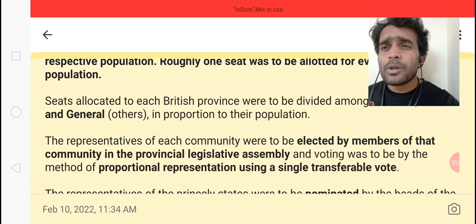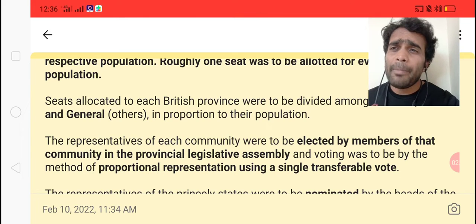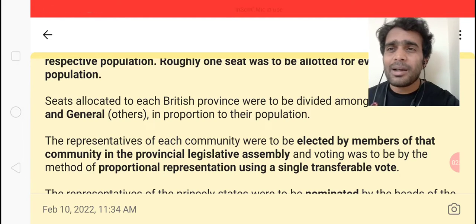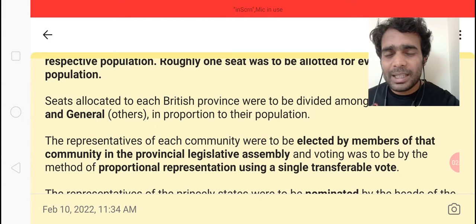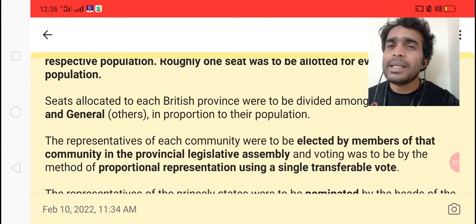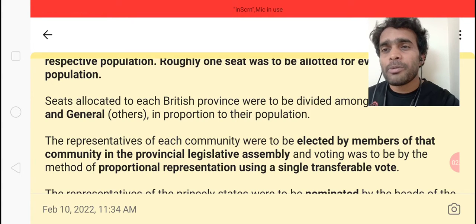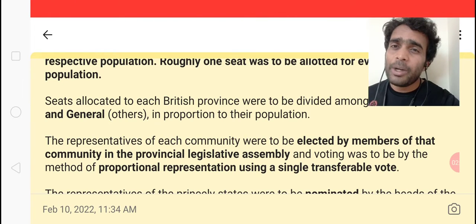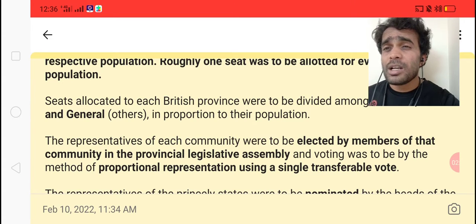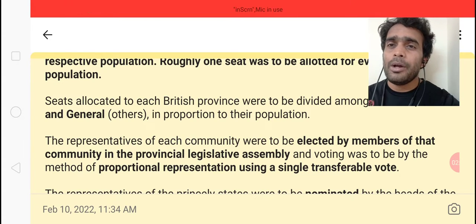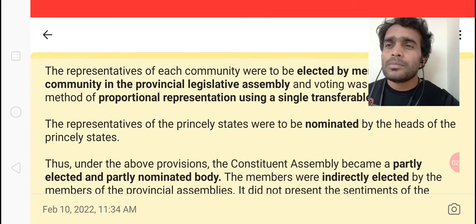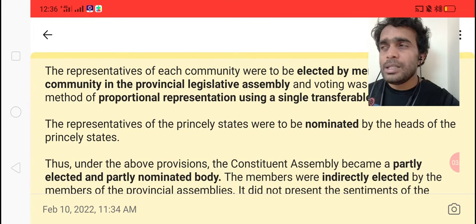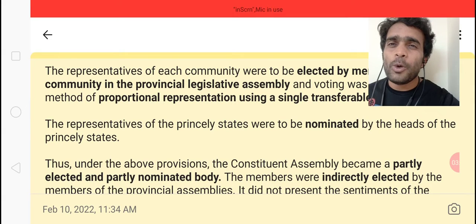The representatives of each community were to be elected by members of that community in the provincial legislative assembly. There would be a provincial legislative assembly in each of these British Indian provinces, and the members of this provincial legislative assembly would elect the members of the Constituent Assembly. Voting was to be by the method of proportional representation using a single transferable vote. Then from the princely states, the representatives to the Constituent Assembly were to be nominated by those kings, the heads of the princely states.